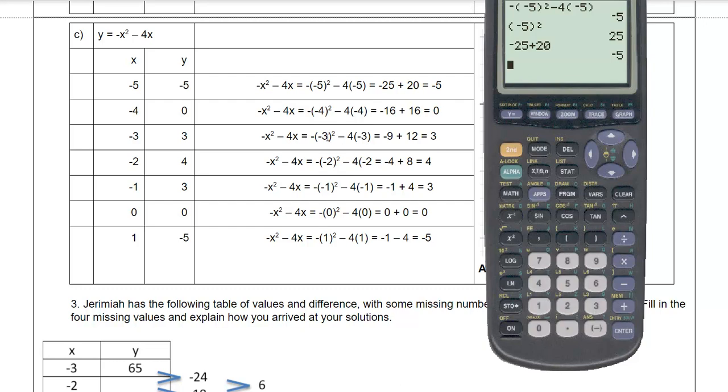And then we do -3. So -3 squared would be 9. And that's going to make it negative. So that's why there's a -9 there. And this is going to be plus 12 because we're multiplying -4 and -3. So plus 12. So -9 plus 12 is +3.